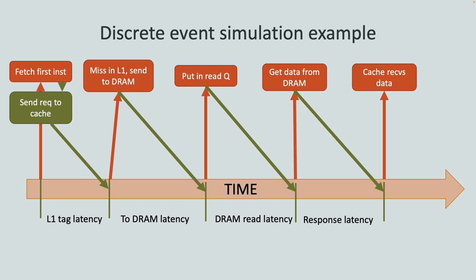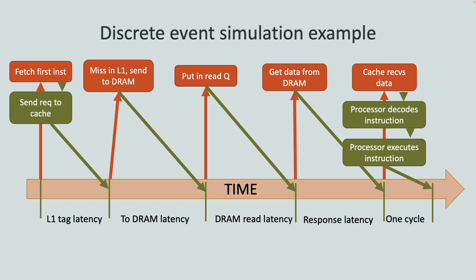And then the cache receives the data, and then the processor decodes the instruction, that'll be another event, and the processor executes the instruction, that'll be another event. That's discrete event simulation in a nutshell.